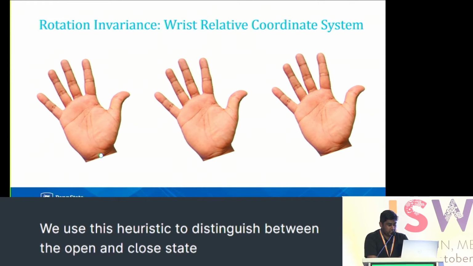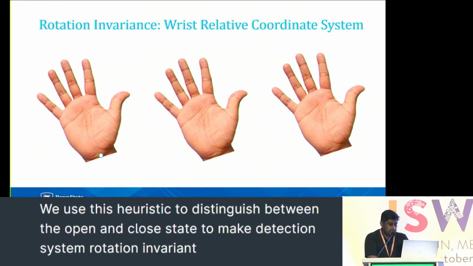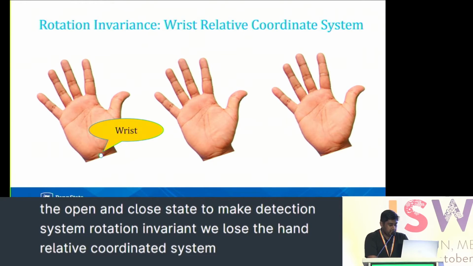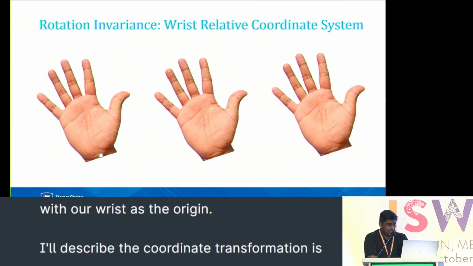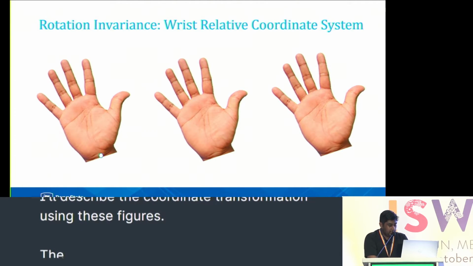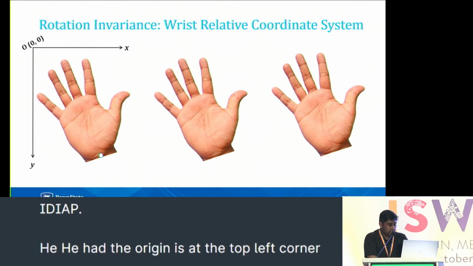To make our detection system rotation invariant, we used a hand-relative coordinate system with the wrist as the origin. I'll describe the coordinate transformation using these three figures. The initial coordinate system came from MediaPipe. Here the origin is at the top left corner, O. This is the X and the Y direction.